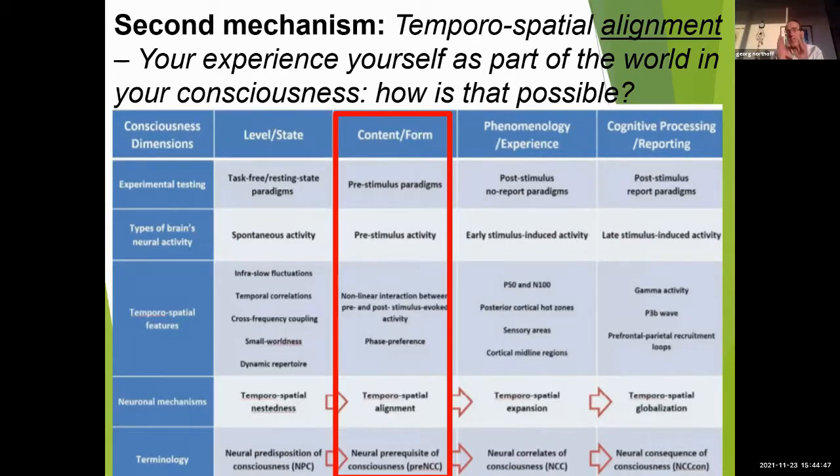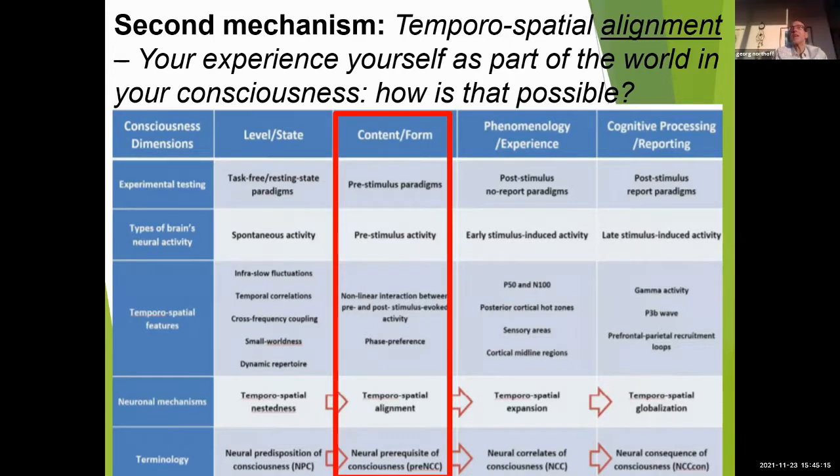Why? How is it possible that we experience ourselves as part of the wider environment? The only way for that to be possible is that your brain must somehow synchronize with your environment. Like when you dance to the rhythm of the music, you align, you synchronize with the music, and you experience yourself as part of the music. You feel the groove of the music. So you are aligned, synchronized with the music.